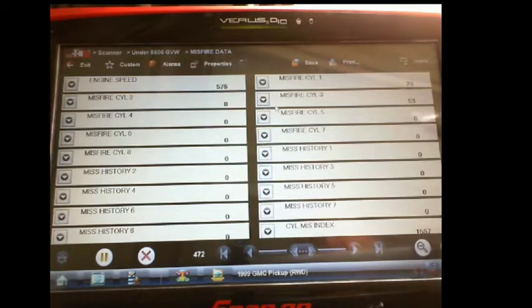So now that we've got our cylinder identified, we can start doing a little bit more focus testing, which, if you remember, is part of our strategy-based diagnostics. So we're going to shut this thing down and then take a look under the hood and see what we've got going on.